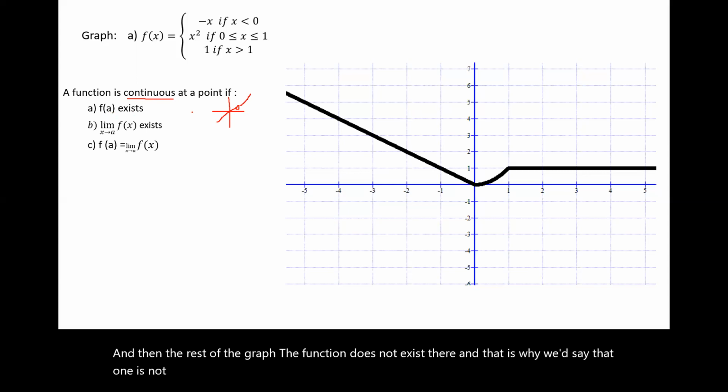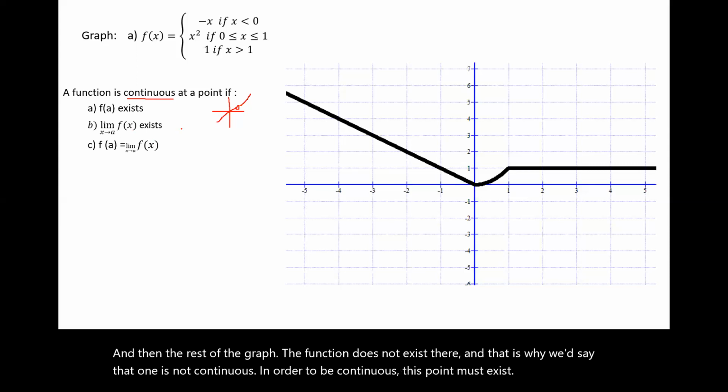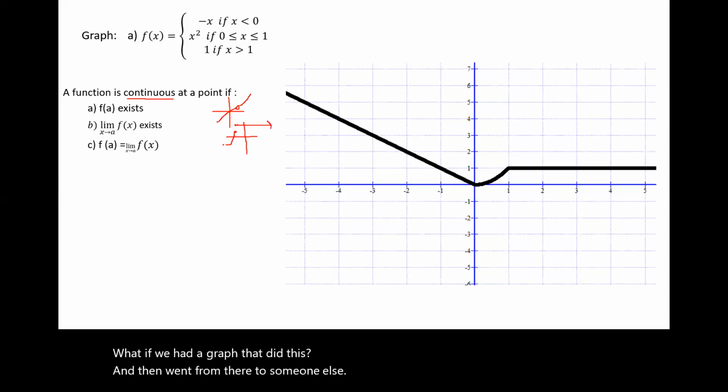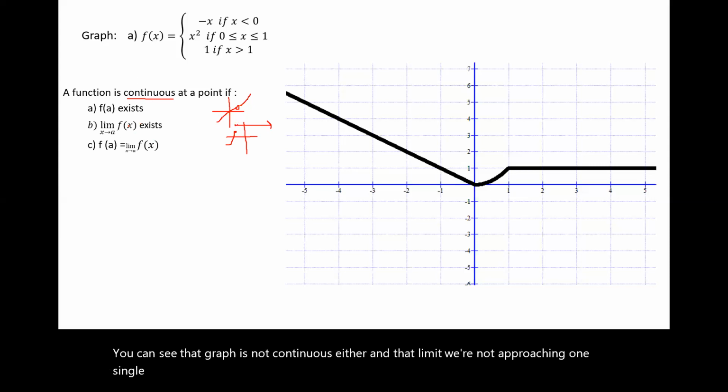In order to be continuous, this point must exist. The limit must exist. Here's a graph where that is not true. What if we had a graph that did this, and then went from there to somewhere else? You can see that that graph is not continuous either. And that limit, we're not approaching one single value. So that's why it's important for the limit to exist. Otherwise, it absolutely cannot be continuous.